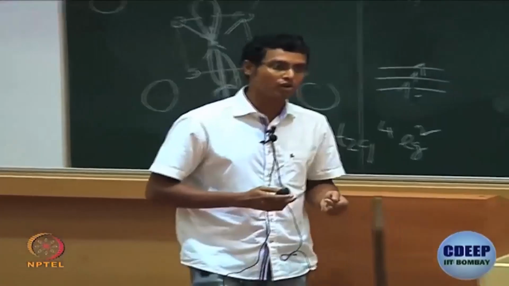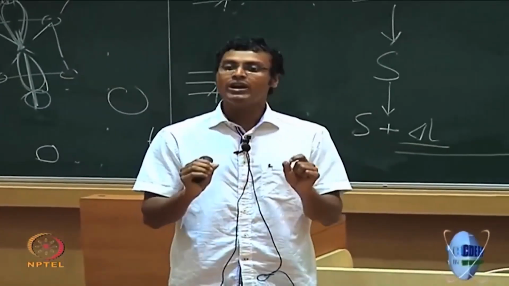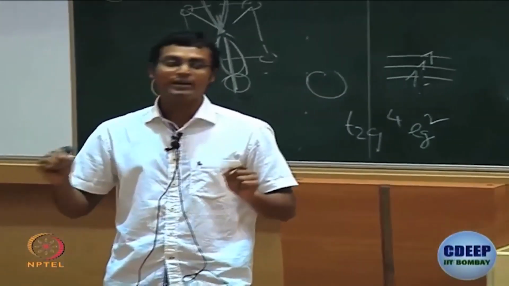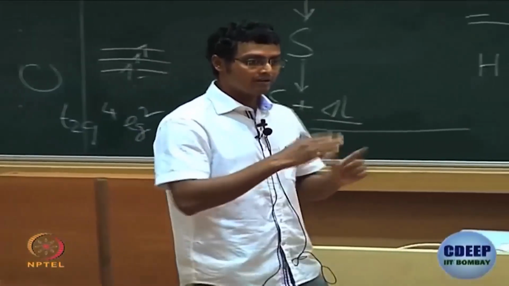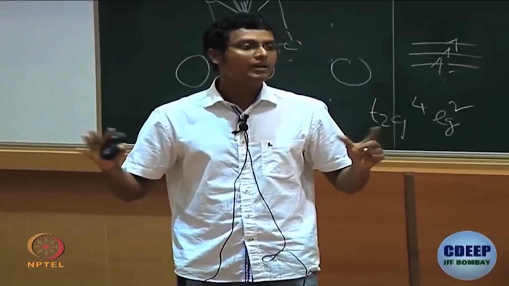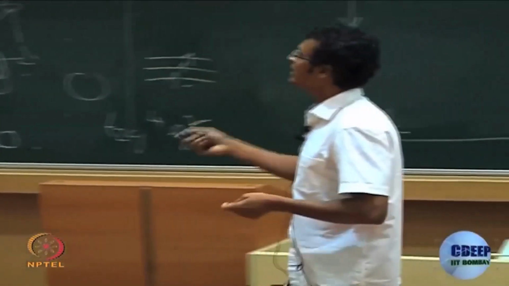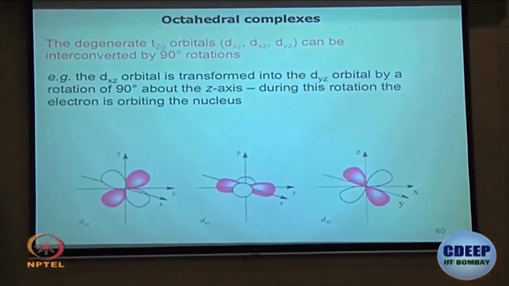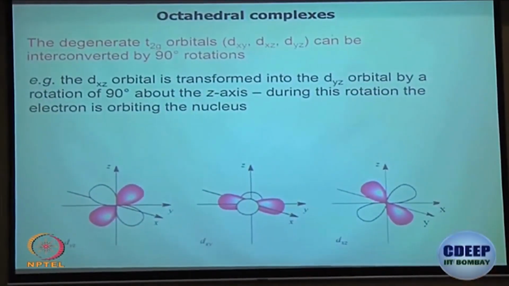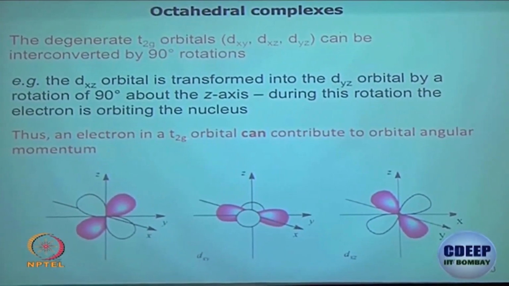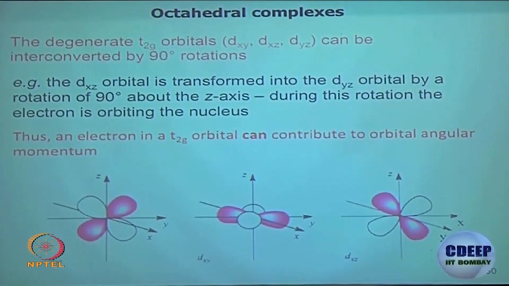When do you have to worry about orbital angular momentum? When you can convert one orbital to another, thereby you have the possibility of distributing the electrons in different ways, then only you can do that. Now, the degenerate T2g orbitals dxy, dxz, dyz can be interconverted as is shown here. You just rotate a little bit, you can interconvert, right? An electron in a T2g orbital can contribute to orbital angular momentum.